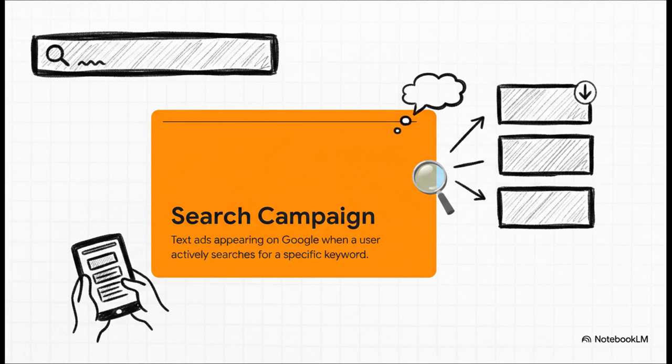We're zoning in on this today because it represents the core intent of Google. When someone types, say, digital marketing online course, and your ad pops up right there at the top of the page, you're matching their precise problem with your precise solution. It's straightforward, it's highly measurable, and it's incredibly powerful.